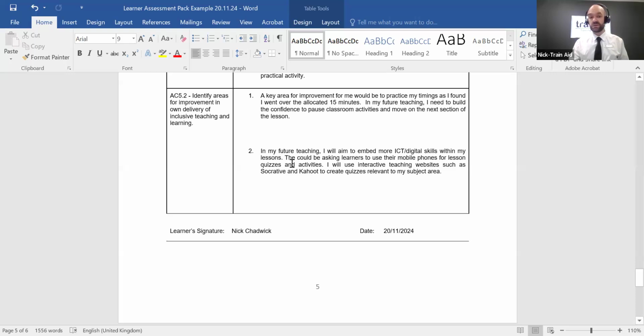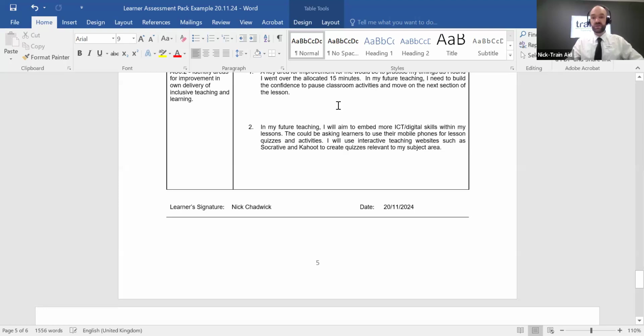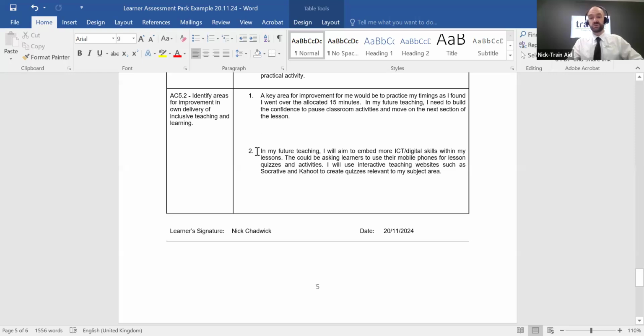Within my future practice as well, I'll try to embed more ICT, more digital skills within my lesson. I'm going to try to embed the likes of Kahoot and Socrative, more ICT, to make the lesson more interactive and to improve learners' ICT and digital skills. So that could be a target for myself as well. Try and reflect on 1 to 2 areas for development if you can, and think about the feedback from your teacher and your learner. Remember, this is all to do with your own areas for development as well.